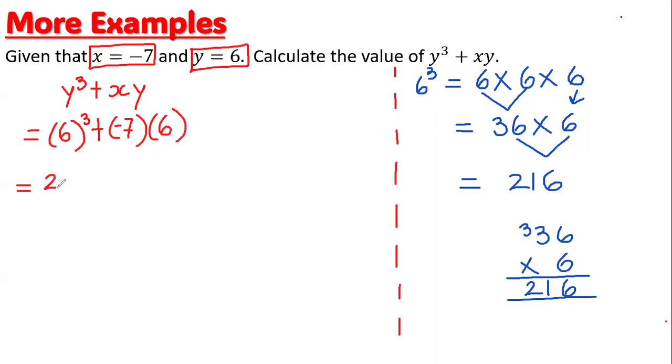6 cubed is what? 216. Very good. Plus, what is negative 7 times 6? Negative 42. Very good. It's going to be equal to 216.